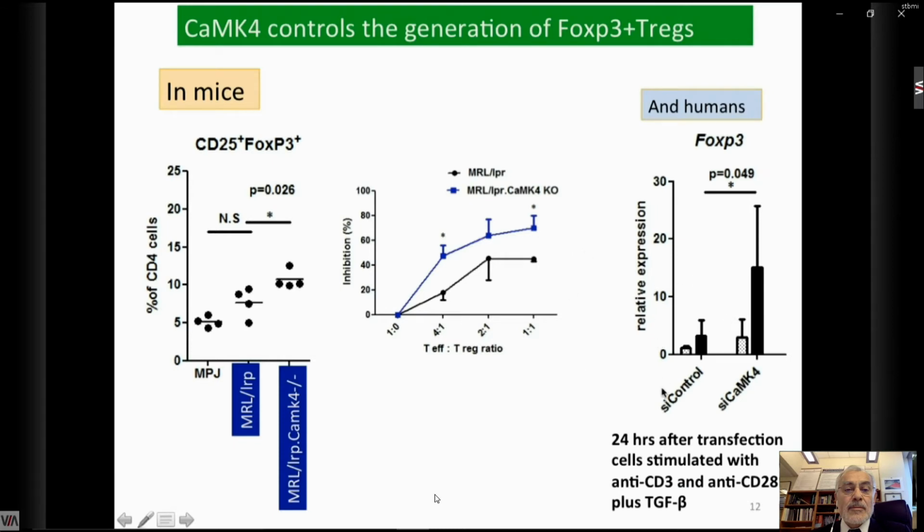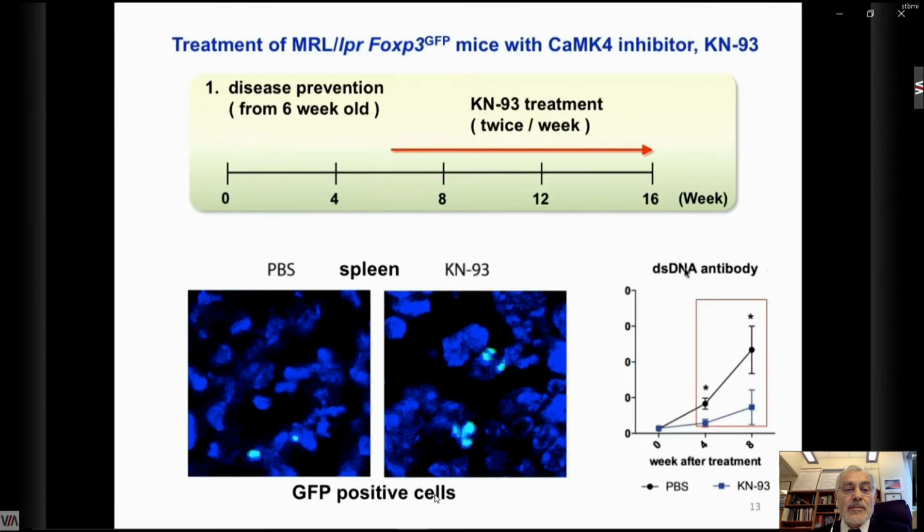We return back to human cells, and here I'm showing that when we silence CAMK4 in T cells cultured under conditions to be differentiated into regulatory cells, there is a profound effect on the expansion of FOXP3 regulatory T cells, which are also functionally better. I'm not showing this here.